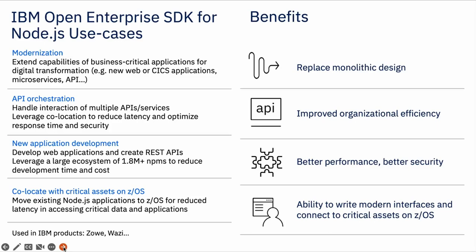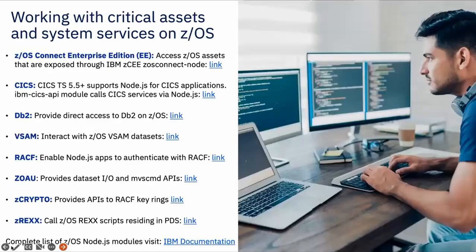And obviously, we have a lot of packages. We have 1.8 million NPM packages that you can use on the platform as well. It's also good because you're dealing with data, so it's good to work in co-location with critical data and applications on z/OS. Node.js encourages a very small, functional, modular type of design, so you can apply agile methodology to developing these applications as well. So let's move on to the next chart.